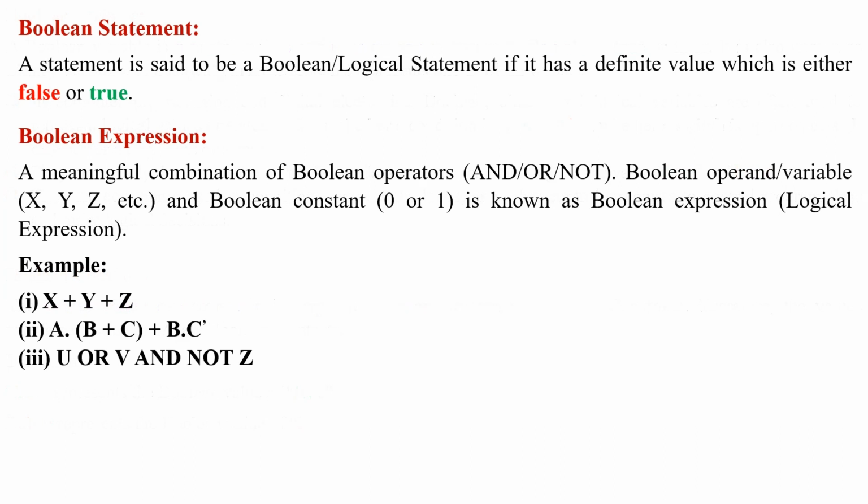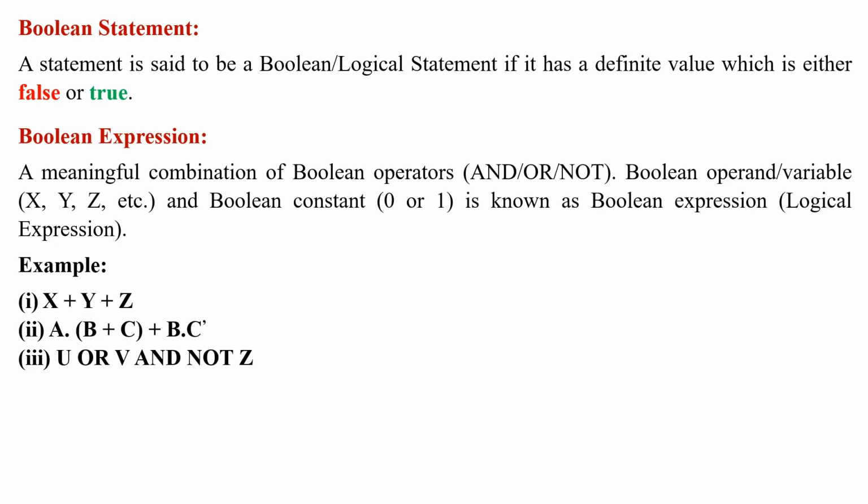What is a Boolean statement? A statement is said to be a Boolean or logical statement if it has a definite value which is either false or true. Examples of logical statements are: have you finished your homework? Is it raining? So the answer will be a definite value, yes or no, or true or false.